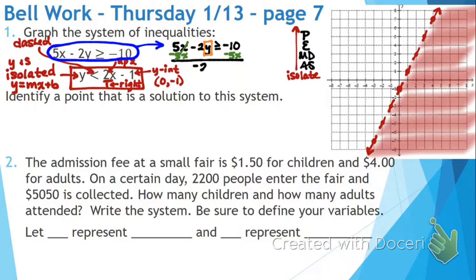All right, so I'm going to bring down my negative 2y. Do I need to flip my inequality? Does it need to change directions? No. When I add and subtract things, it does not change. So this stays a greater than.